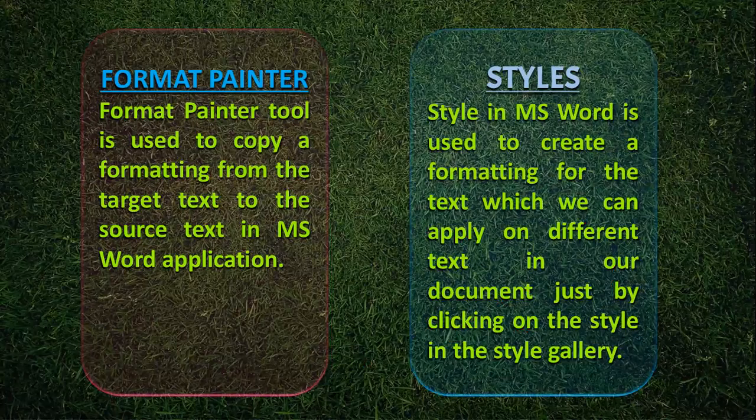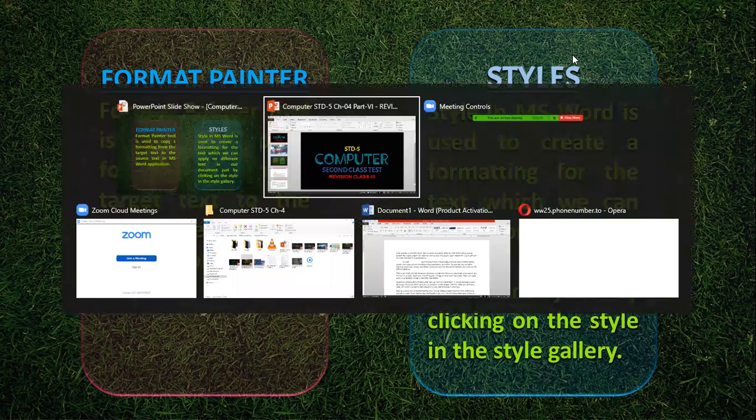The Format Painter tool is used to copy a formatting from the target text to the source text in MS Word application, whereas styles in MS Word is used to create a formatting for the text which we can apply on different text in our document just by clicking on the style in the styles gallery. So let's see this on MS Word application, what it means and how these both tools are different from each other.